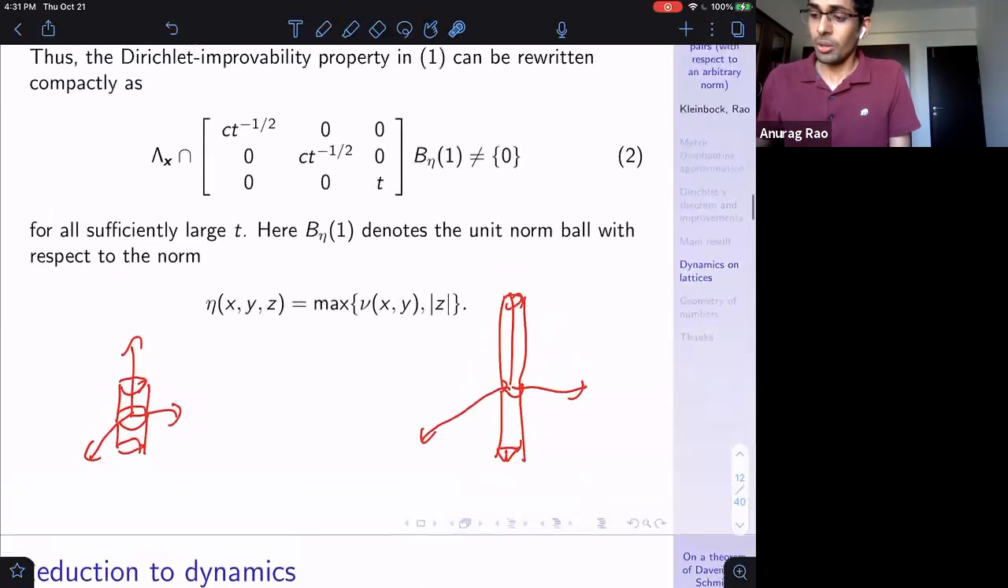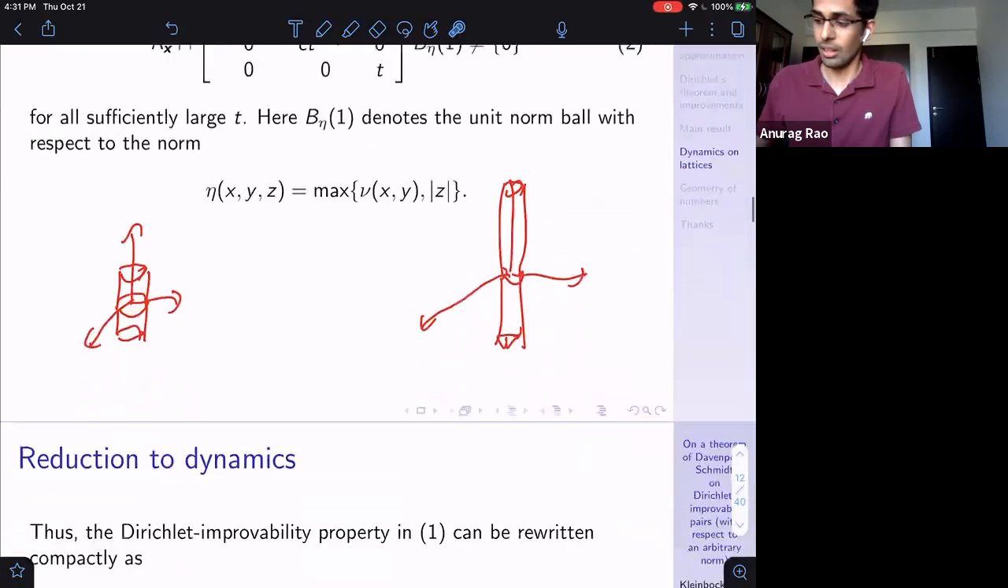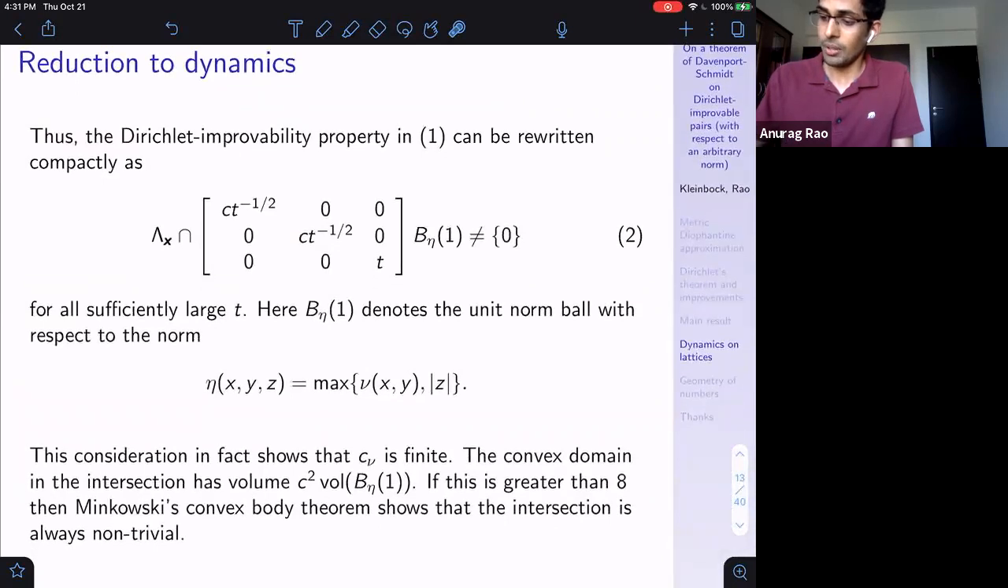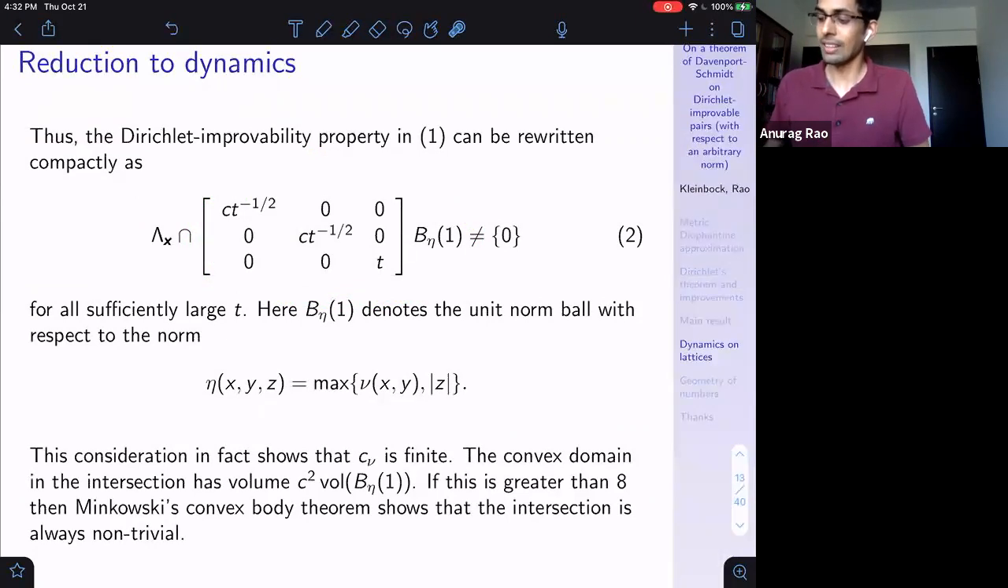Okay, so now maybe it should become obvious that C_nu is finite. Okay, so why is that? First thing I want to point out is that this lattice has co-volume 1. Okay, second thing I want to point out is that this thing is a symmetric convex domain. So if you've heard of Minkowski's convex body theorem, that says that if you ever have a symmetric convex domain, maybe open with volume greater than 8, then it will definitely intersect any unimodular lattice, covolume 1 lattice.